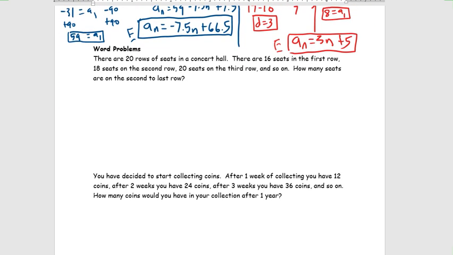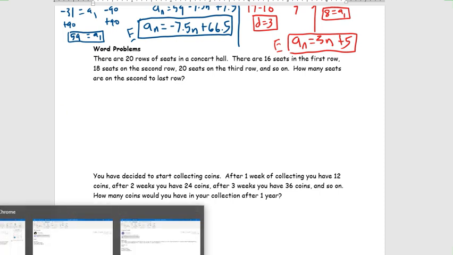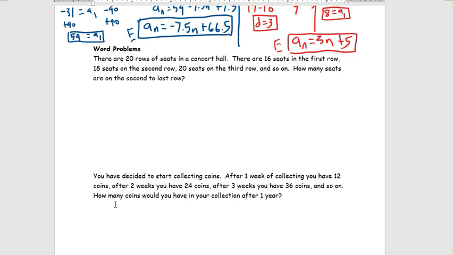All right, we've got two word problems, and that will be it. So if there are 20 rows of seats in a concert hall, 16 seats in the first row, 18 seats on the second row, and 20 seats on the third row, and so on, how many seats are on the second to last row? So what I like to do on these is write out a sequence if I can. First row, 16 seats. Next row, 18. Next row, 20. And that pattern continues.